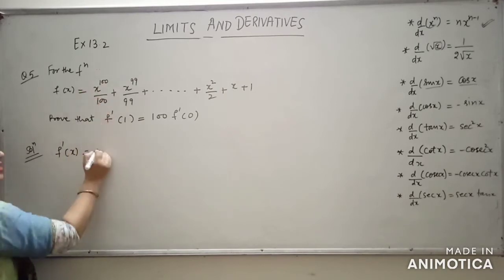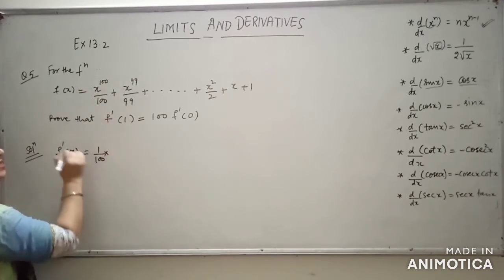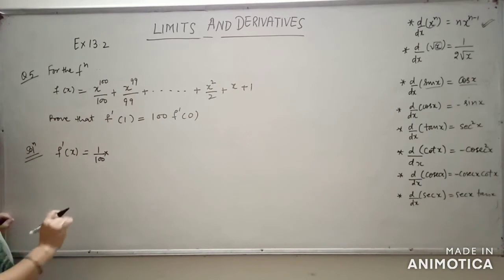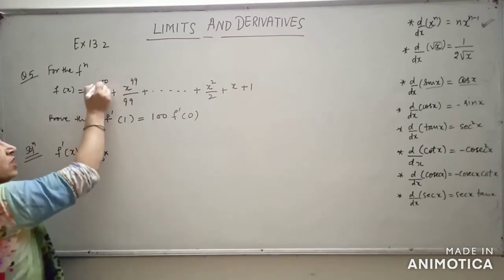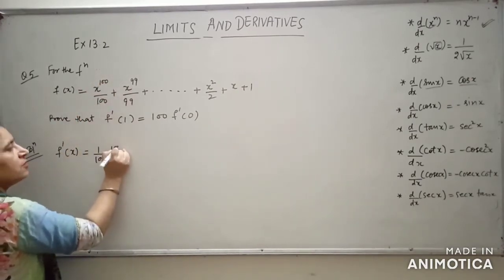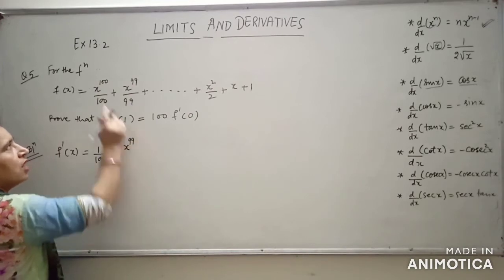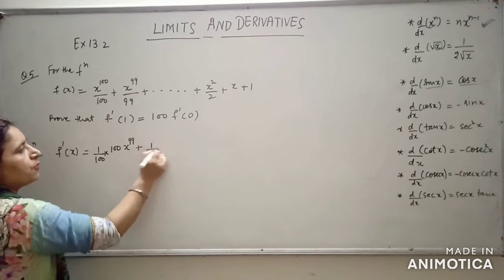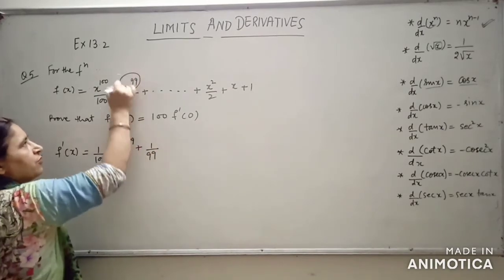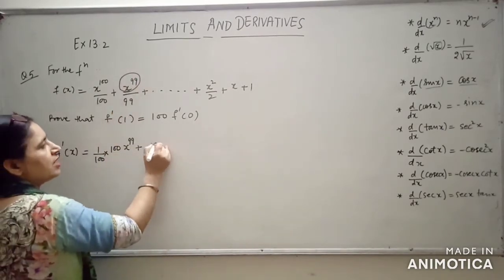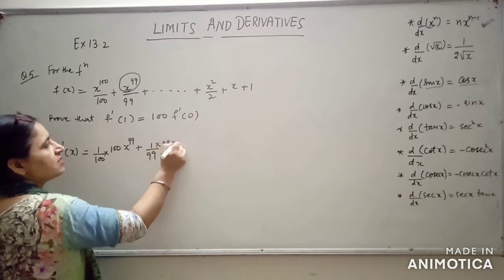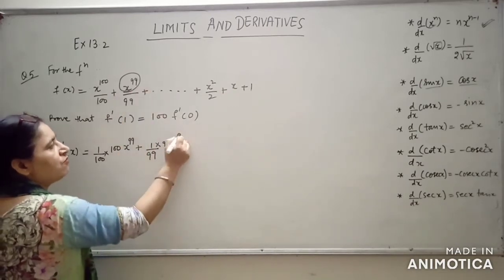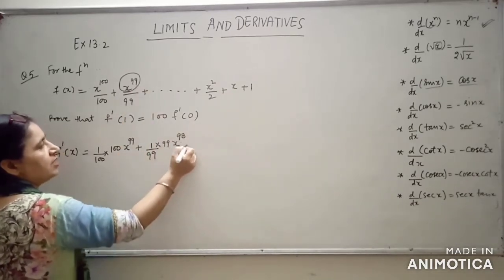1 upon 100 is the constant, write it as it is. Now the derivative of x raised to power 100: 100 will come here and the power will be reduced by 1, 100 minus 1 is 99. Plus similarly here 1 upon 99 as it is. Now I will differentiate this. X raised to power 99 means 99, x raised to power, the power will be reduced by 1, so it will become 98.